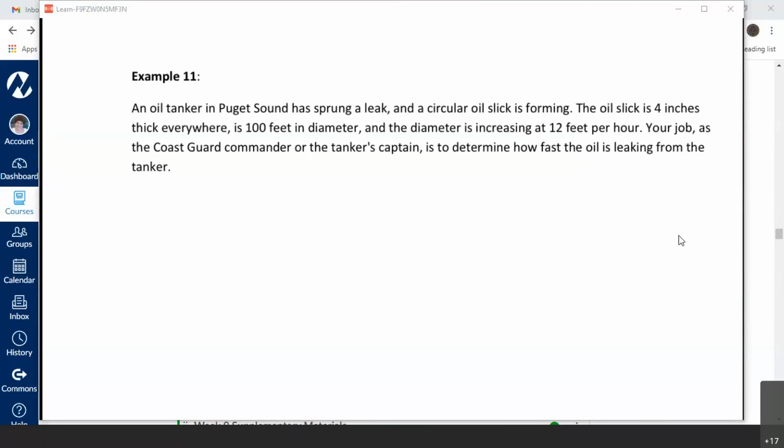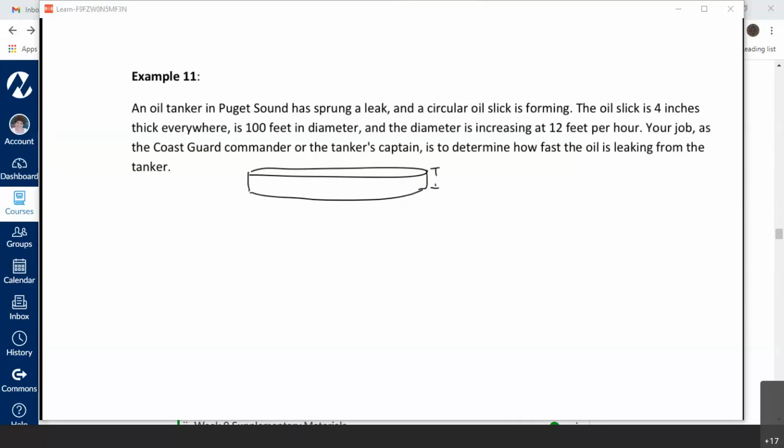We have an oil tanker in Puget Sound up near Seattle that has sprung a leak, and a circular oil slick is forming. The oil slick is 4 inches thick everywhere. It's 100 feet in diameter, and the diameter is increasing at 12 feet per hour. So here's what we've got.